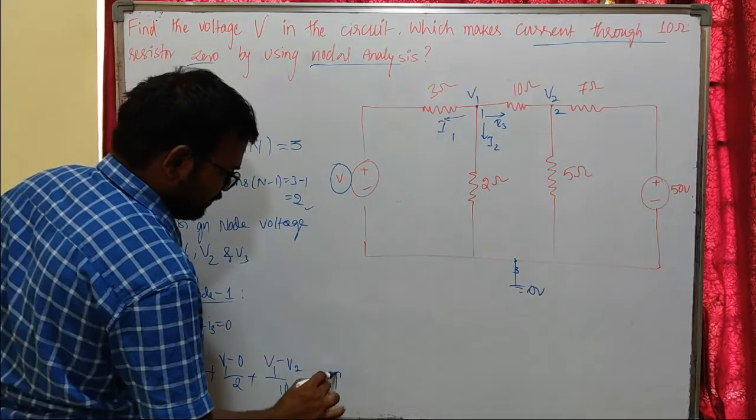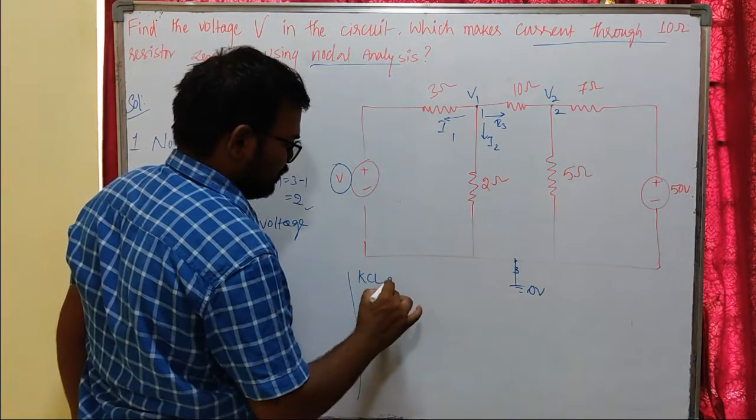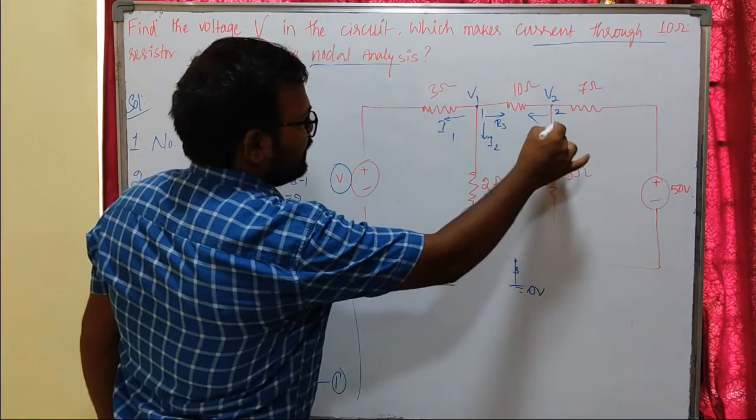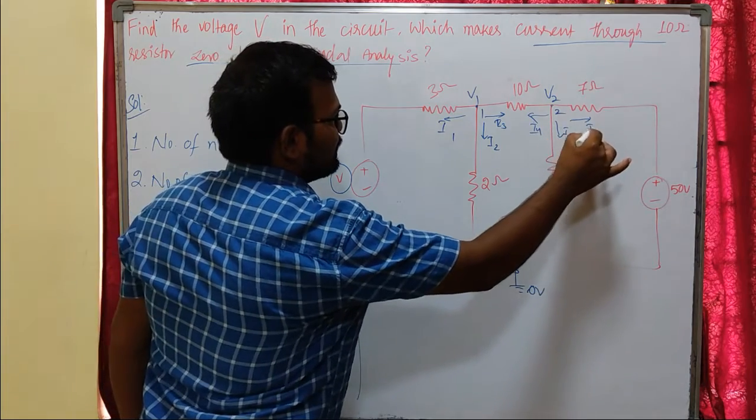So this is our equation 1. I am writing the second equation by applying KCL at node 2. The currents will be leaving the second node. So this is I4, I5, I6.